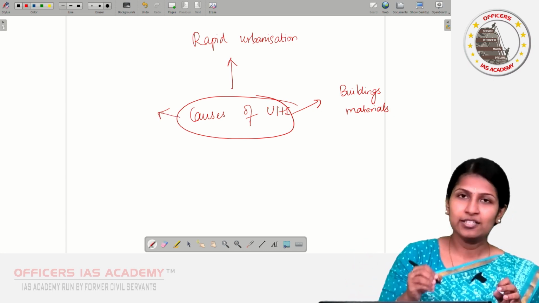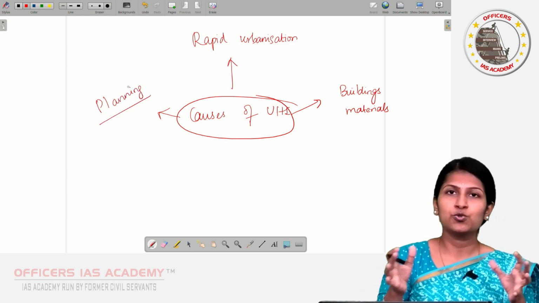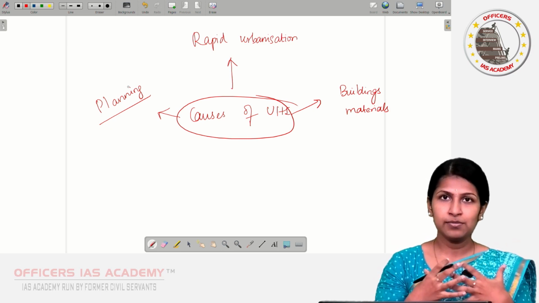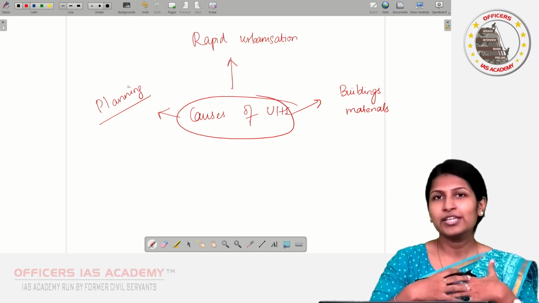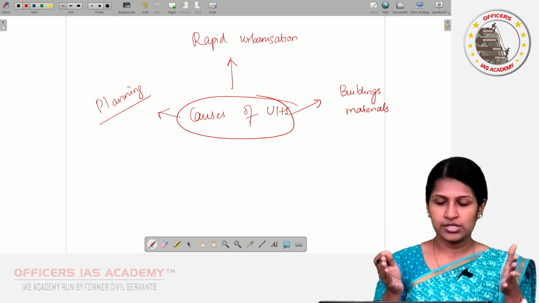Not only are the materials responsible, but also the planning. The buildings are constructed very close to each other such that they trap a lot of heat within them. There is no way or medium for the heat to escape at all. They get trapped within the congested planning which is done.